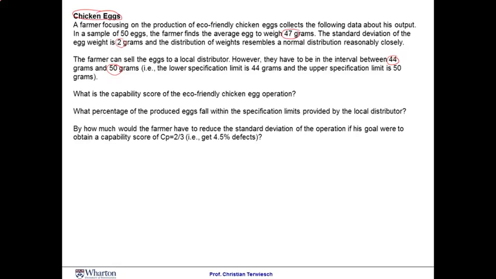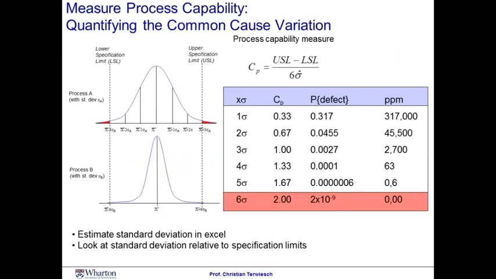All right, the first one is relatively easy, I would argue. The first one is a capability score. And remember, this capability score looks at the upper specification limit minus the lower specification limit, which is 44, divided by 6 times the standard deviation. And so in this case, that is simply 6 divided by 6 times 2, which is 0.5. Now that is a relatively low capability score. If you go back to the slide that we discussed in class, you notice that you're somewhere between a 1 sigma and a 2 sigma process. And so this corresponds to a bunch of defects.